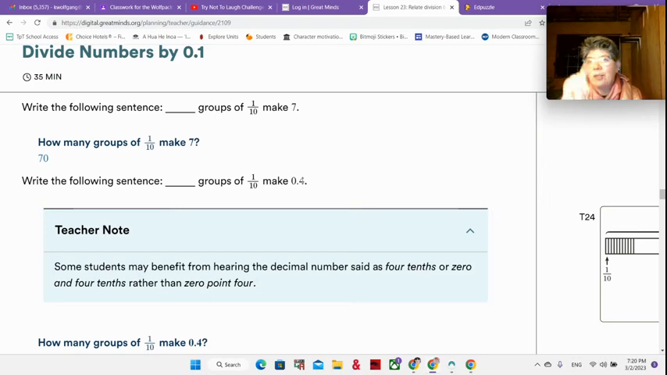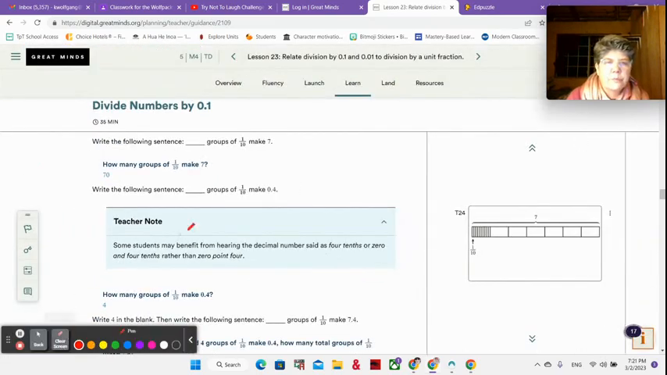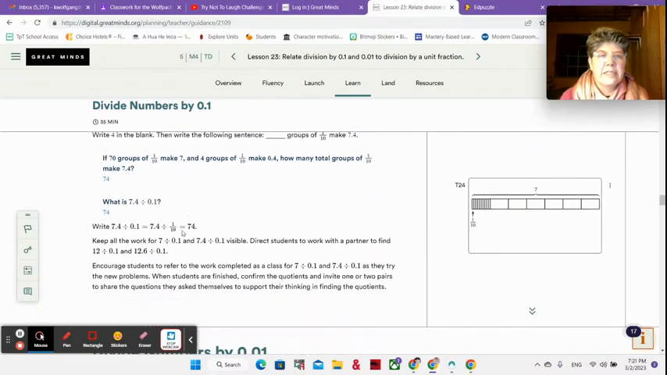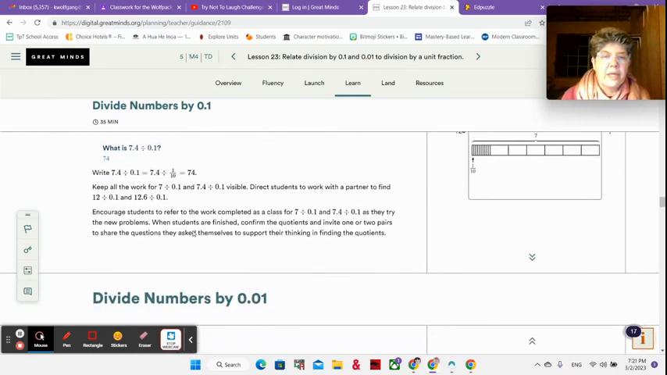Well, we can count them, right? 1/10, 2/10, 3/10, 4/10. So there's 4 groups of 1/10 in 4/10. Does that make sense? Okay, good. So 7 4/10 would have 74 pieces. So 7 4/10 divided by 1/10 is 74. Does that make sense? Okay, awesome.